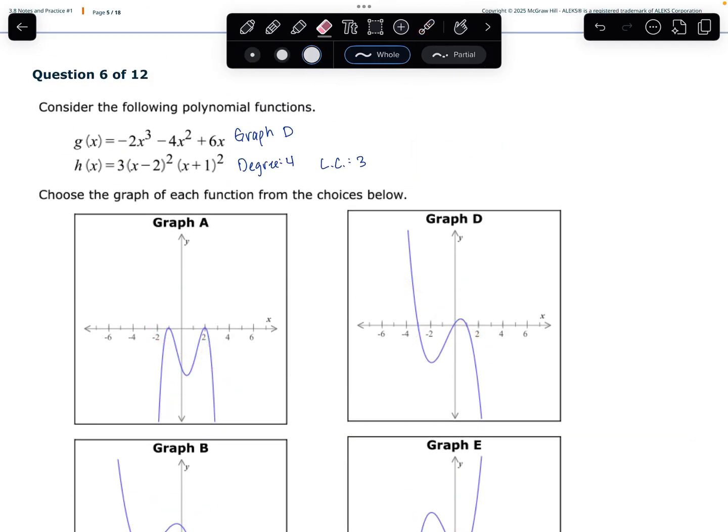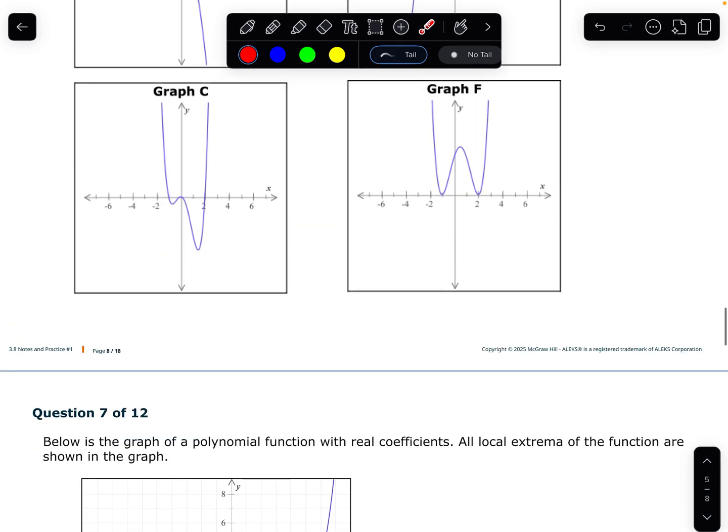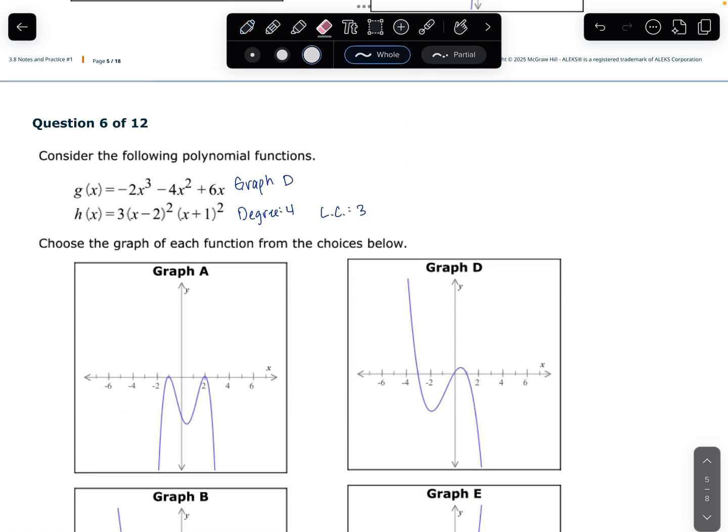The next thing I'll do for this one, because it's factored, is look for the x-intercepts. So this one has an x-intercept at 2 and an x-intercept at -1, and because these are even factors, or the degrees are even, they should bounce off of it or just touch the x-axis. So at 2 and at -1. So here, at 2 and at -1, these ones cross. So it's not going to be C, it's going to be F, and you can see here that it bounces at -1 and bounces at 2, or touches, and so this one has to be graph F. So graph F for this one. And there you go.